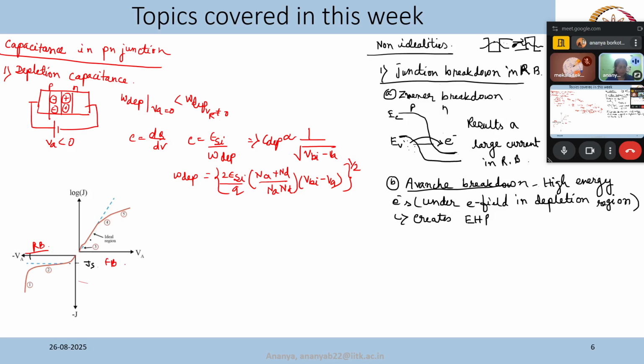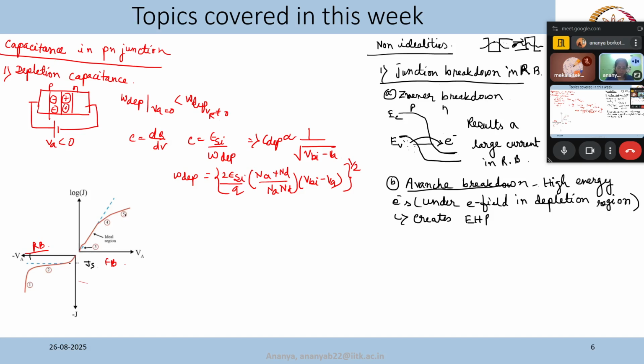This region is our ideal diode region, and in region 4 what happens is the high level injection region. We are considering that the minority carriers being injected are much lower than the majority carriers, but that assumption is not correct for high level injection, and so our current actually deviates. Current does not increase with the intensity.